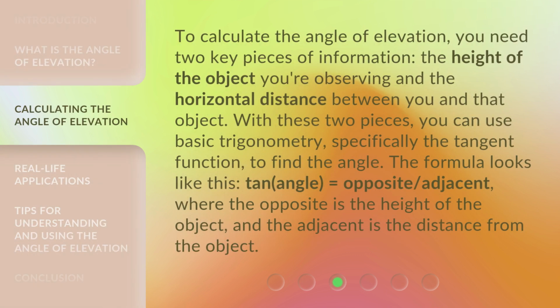To calculate the angle of elevation, you need two key pieces of information: the height of the object you're observing and the horizontal distance between you and that object. With these two pieces, you can use basic trigonometry, specifically the tangent function, to find the angle. The formula looks like this: tan(angle) equals opposite over adjacent, where the opposite is the height of the object, and the adjacent is the distance from the object.